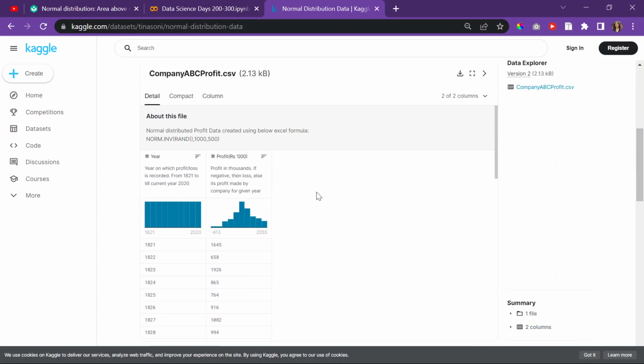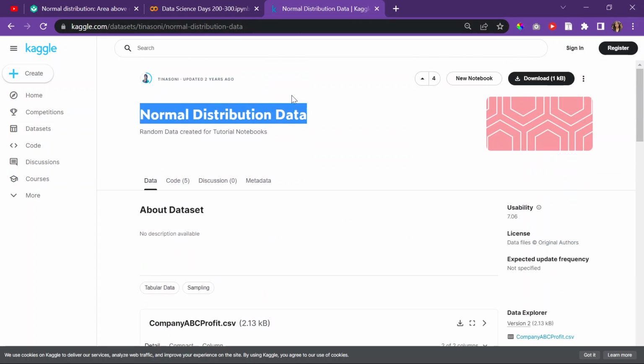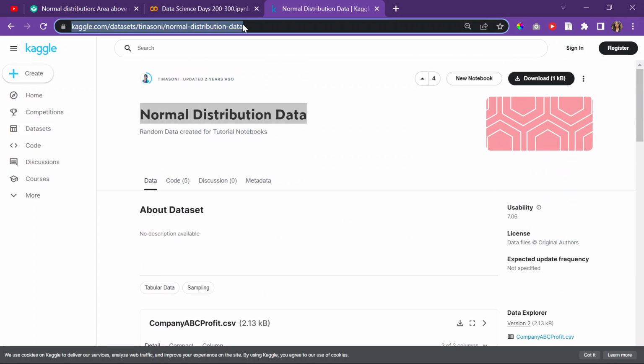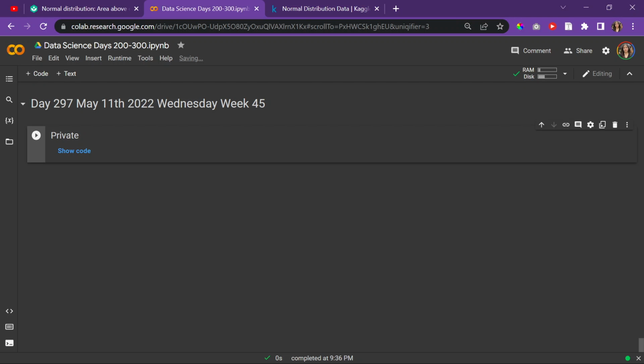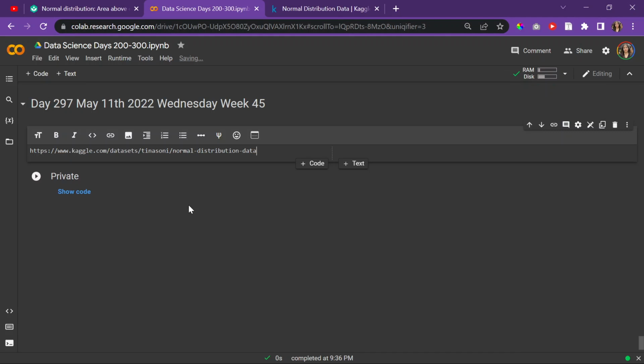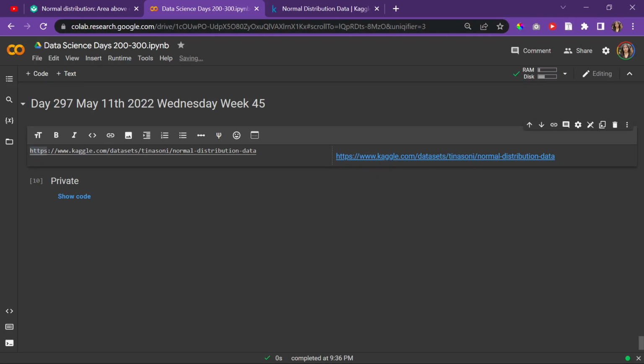Alright, so I'll start with, I actually kind of searched up a data set already, a normal distribution data. This is what the data looks like. This is on Kaggle. I'll put the link here. This thing is down in the description box below if you ever want to reference it. So I'll just put the link to the data set over here.